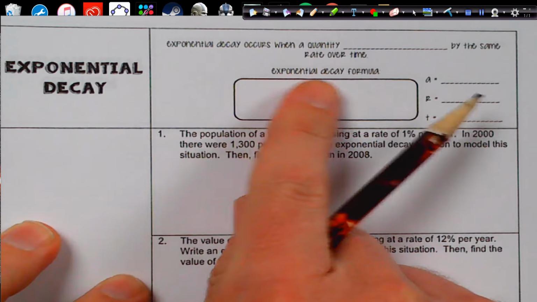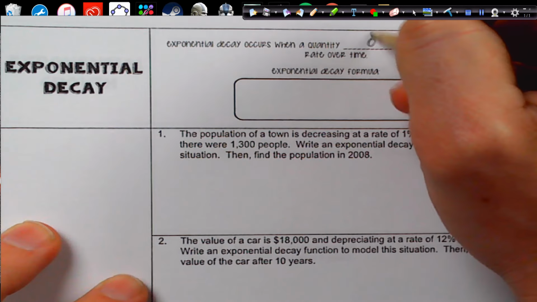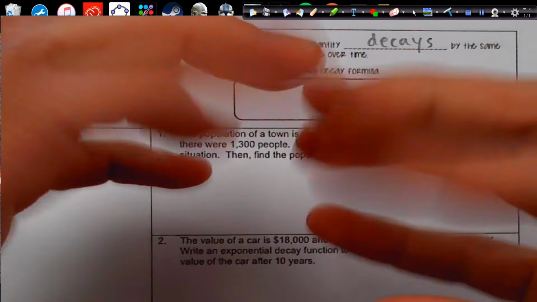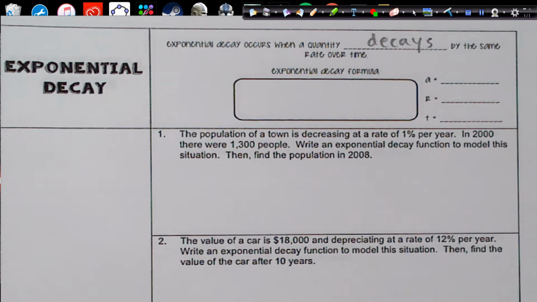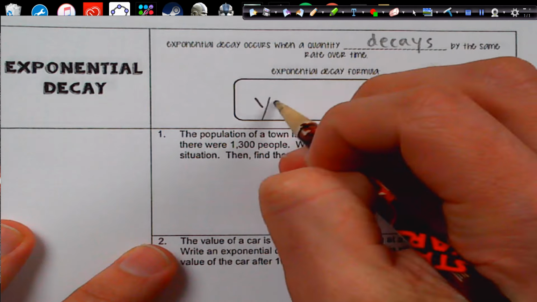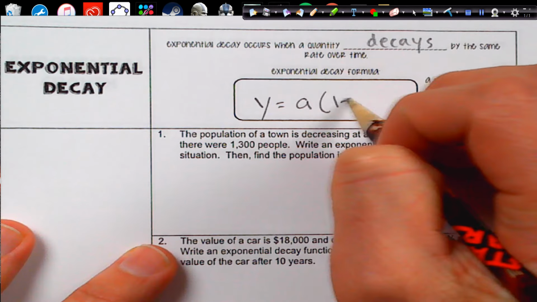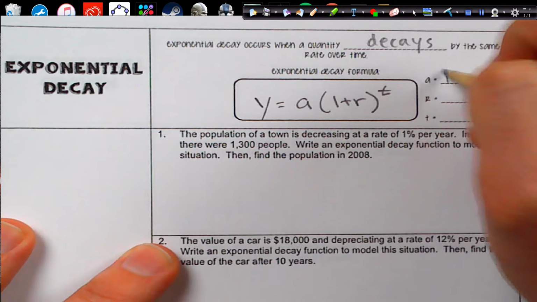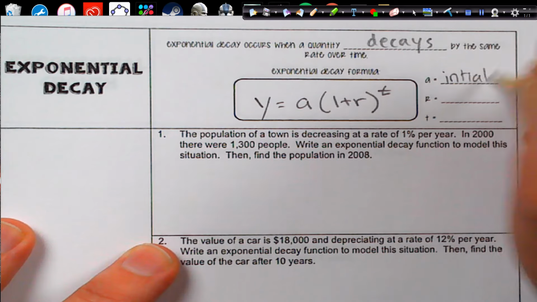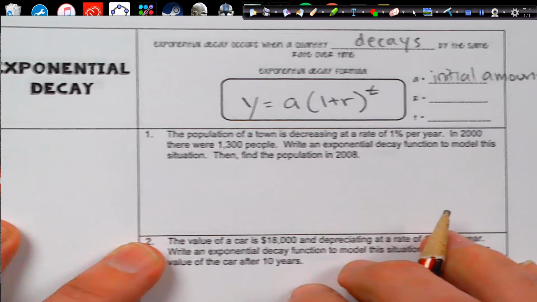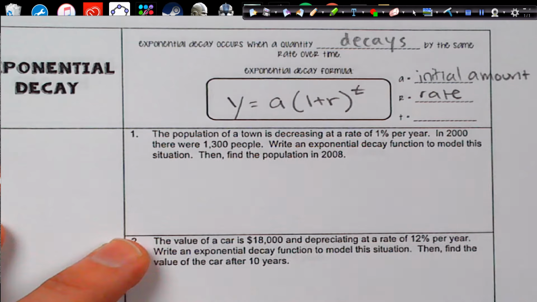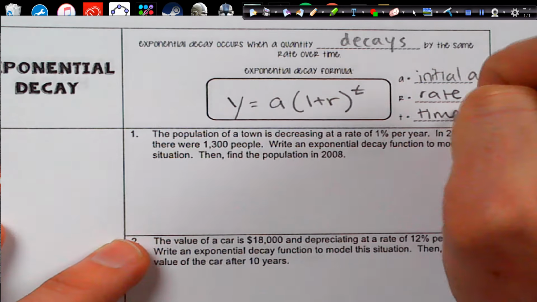Exponential decay occurs when a quantity decays by the same rate over time, meaning it crumbles apart. So the exponential decay formula we're going to use, there's lots of different ones, is A(1 + r)^t. A stands for the initial amount, what we start with, and r is the rate at which it decays, and t is for the time.